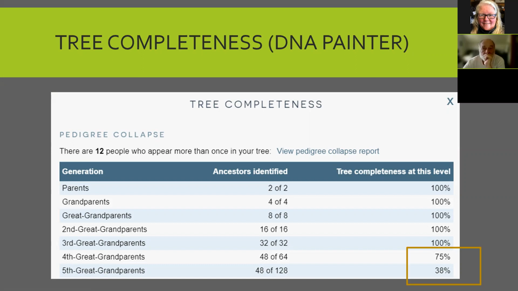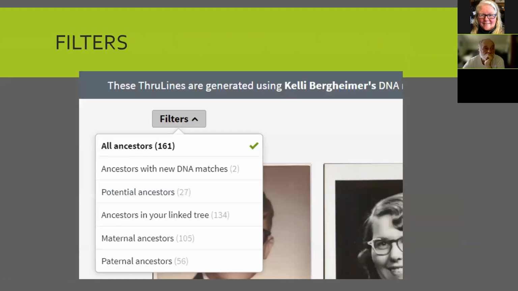So you see here down in the corner, I've still got some work to do. So there are filters in ThruLines. You can look at ancestors with new DNA matches. You can look at potential ancestors if you really want to jump to that next level of figuring out maybe a brick wall. You can look at ancestors in your linked tree. You can click on maternal and paternal. So there's a lot of different filters that you can apply.